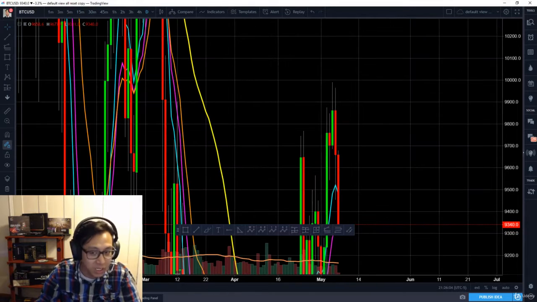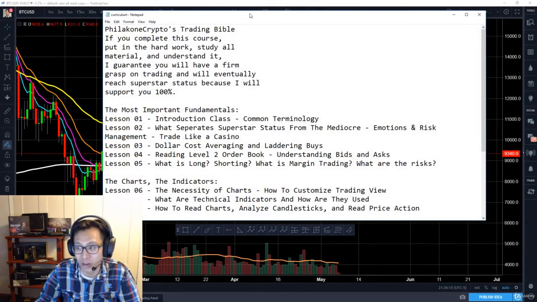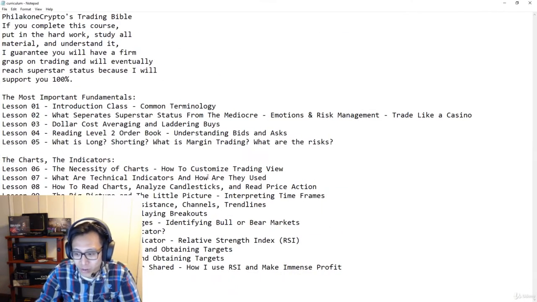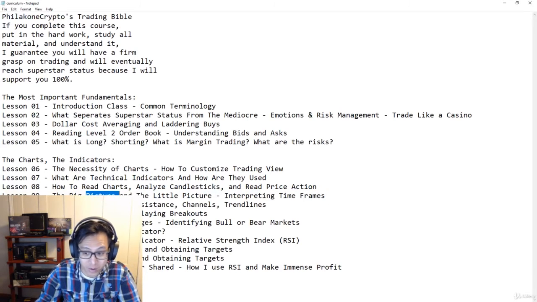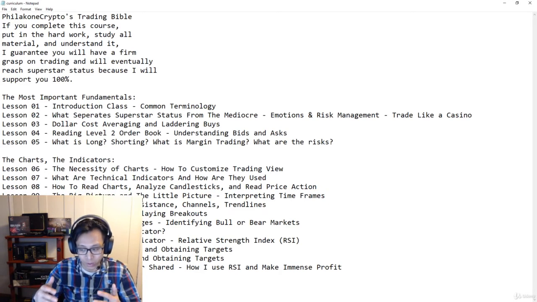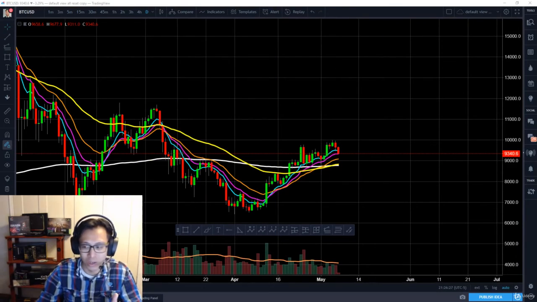So just to give you guys a basic idea of what different time frames are, you have to remember what time frames are. Okay, guys, we're going to go over time frames in the next lesson, lesson number 9, how to interpret time frames by looking at the little picture and also the big picture as well. But just to give you guys a quick introduction, right?